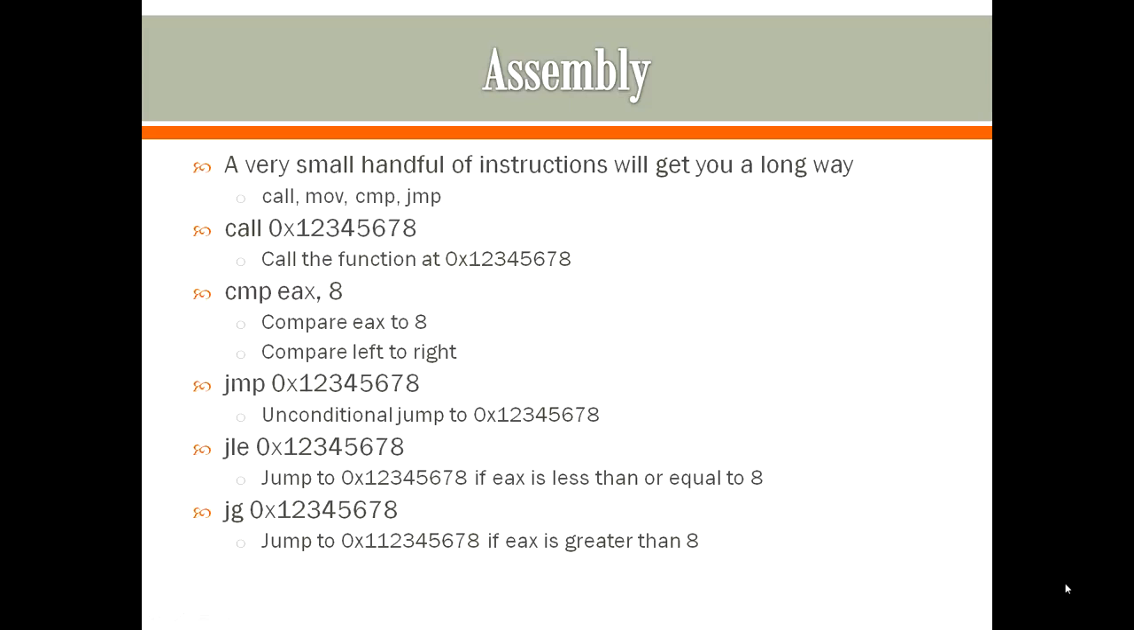The JLE instruction represents a conditional jump, where you will jump to the address if EAX is less than or equal to the value 8. The JG instruction indicates that you will jump to the address if EAX is greater than the value 8. A comparison instruction is simply a subtraction operation between the two operands. The appropriate jump instruction will be used if the condition or result is unsigned or signed.